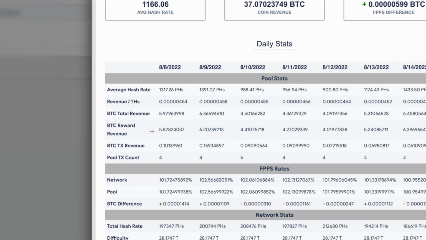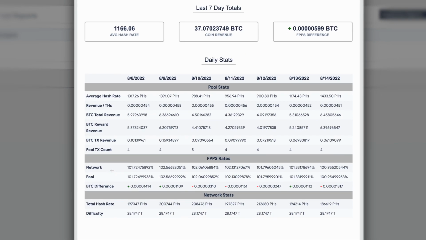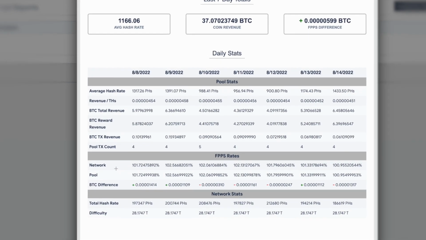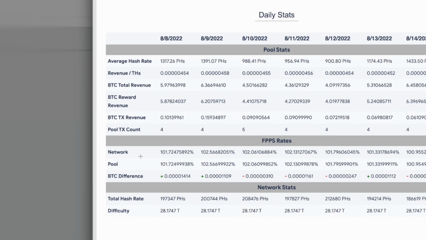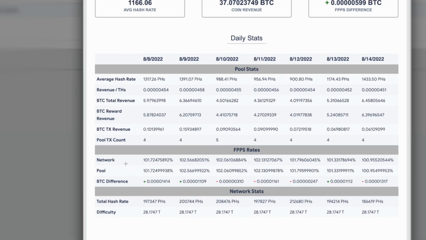Now this is one of the neat things that this pool provides, the FPPS rates at the bottom. So with FPPS and the general blockchain, everything is public. So we can see how many transactions were performed within a day, and we can also see how many transaction fees were paid across that day. We can connect that to the payout rate that you were given from your pool and help validate that they were paying you out correctly.